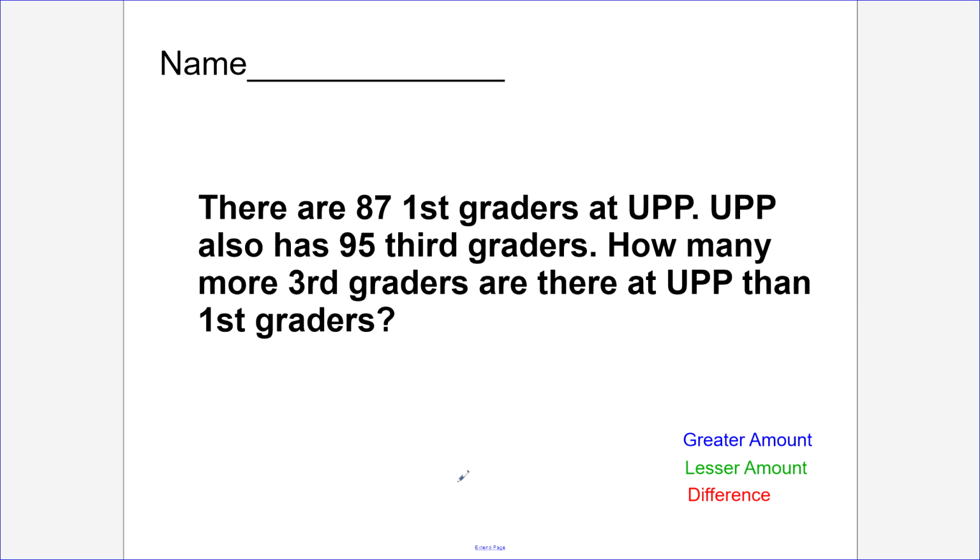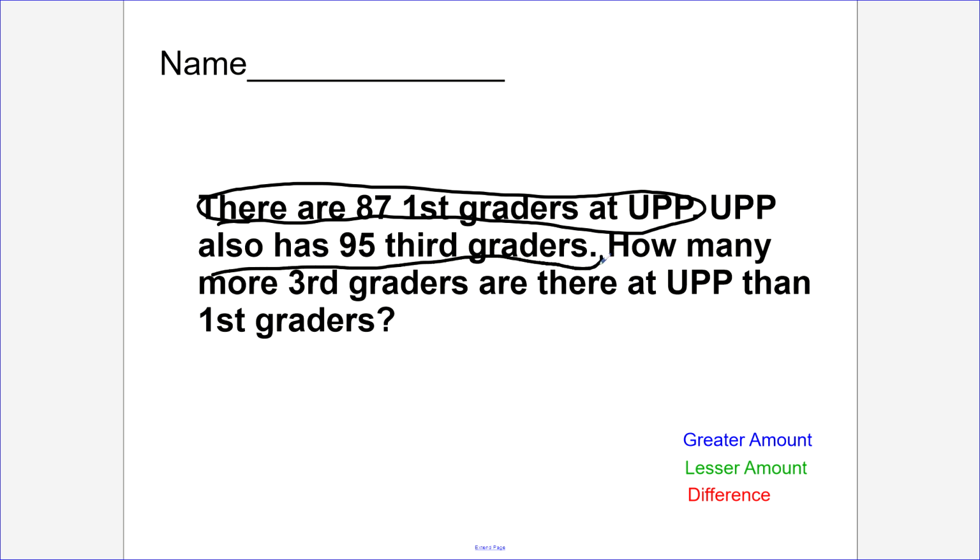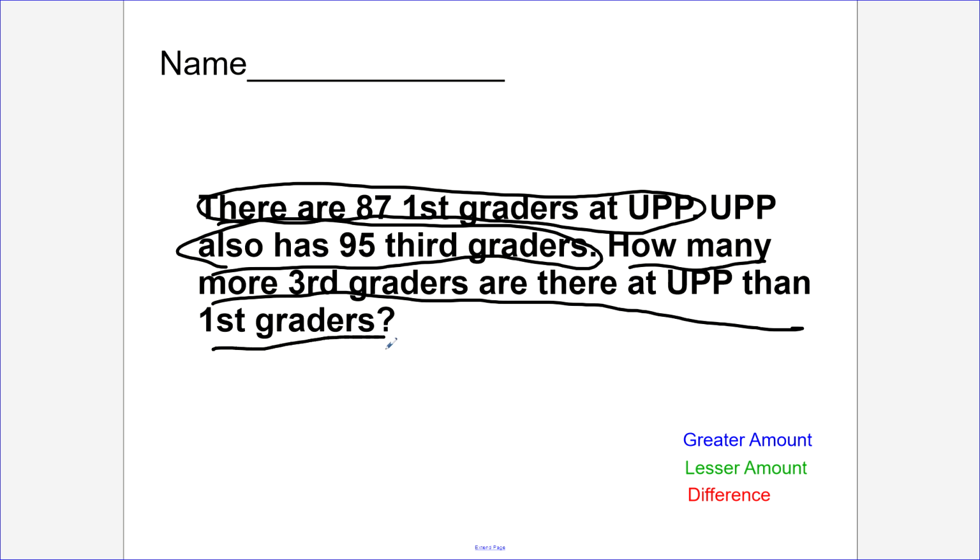There are 87 first graders at UPP. UPP also has 95 third graders. How many more third graders are there at UPP than first graders? Well, clearly one of the pieces of information is that there are 87 first graders at UPP. The other piece of information is that there are also 95 third graders. The question is asking how many more third graders are there at UPP than first graders.